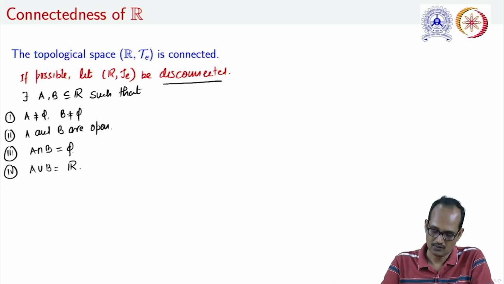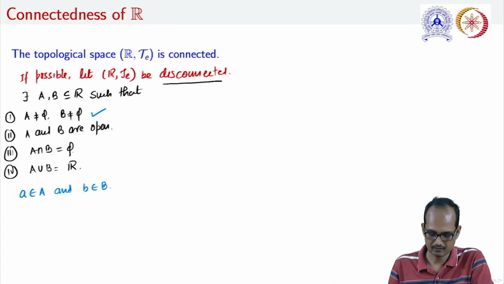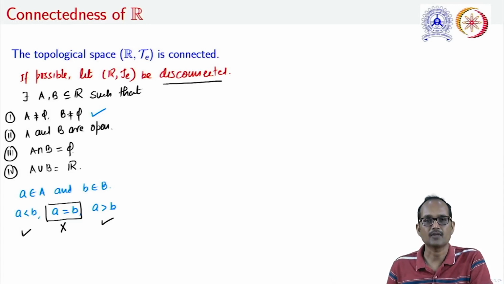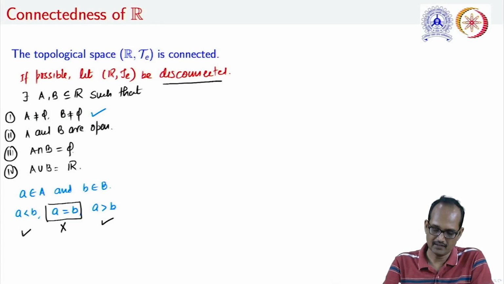Now, as A and B are non-empty, we can take a real number a in A and a real number b in B. Note that as a and b are real numbers, either a is less than b, or a is equal to b, or a is greater than b. But it is to be noted that A and B are disjoint, so a cannot be equal to b. Therefore, either a is less than b or a is greater than b. We are discussing only one case, as a and b can be interchanged. So, if we take a less than b, let us take this as the real line. This is the real number a and this is the real number b.